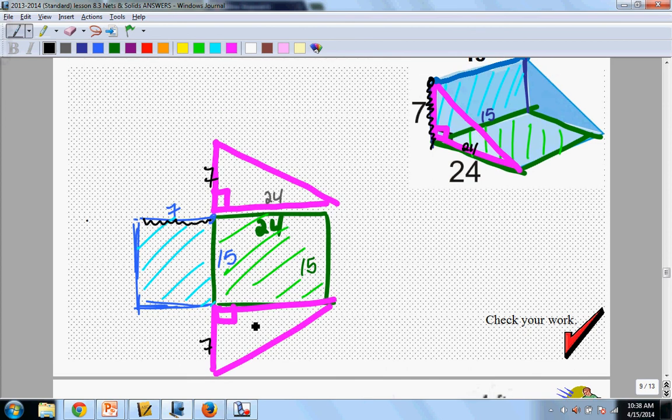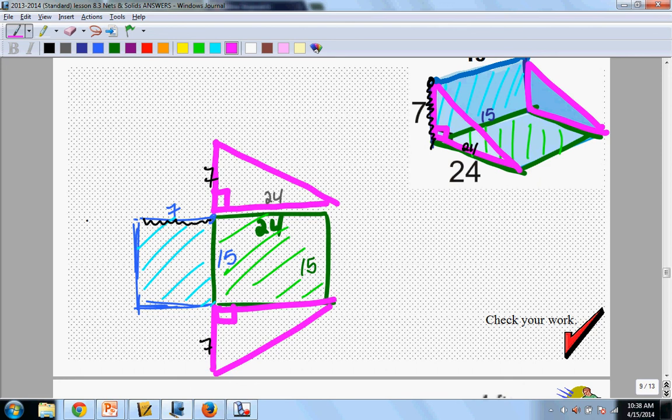How many rectangles are there? How many total rectangles do you have there? Watch, guys. We have the green bottom, right? We've got the blue back, right? What rectangle are we forgetting right now? Do you see there's a rectangle there? It's a little hard to see it.